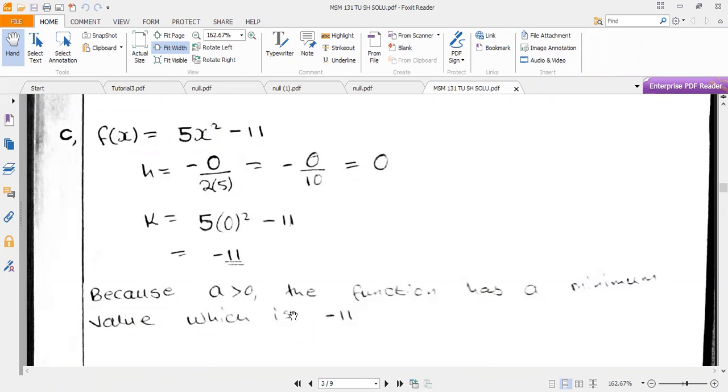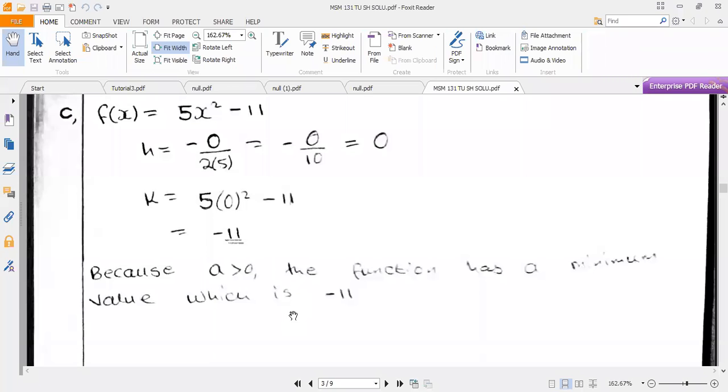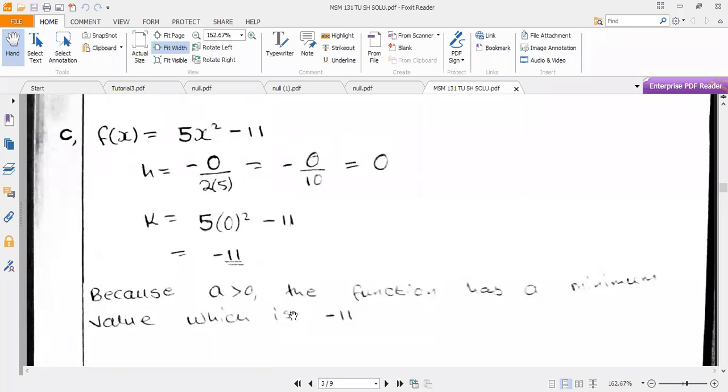And you place the 0 into your equation, so you have 0 plus 0 minus 11, which will be negative 11. And since the coefficient of x squared, which is 5, is positive, which is greater than 0, then the function has a minimum value, and the minimum value is negative 11. So, sir, in short, since an x is not there, it's just 0 if you don't have x. Exactly.